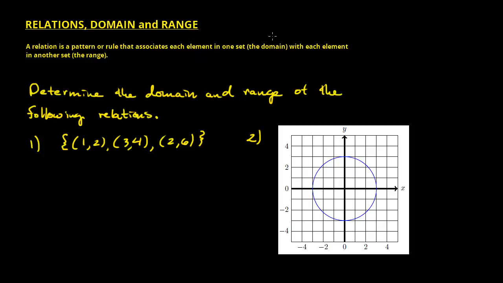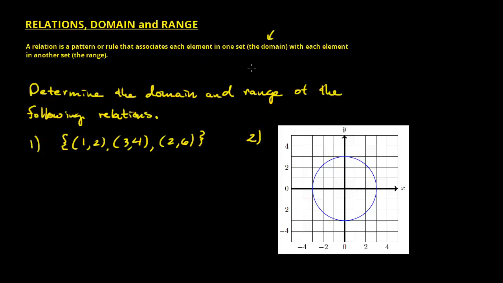Typically when we refer to the domain, we're referring to the set of the independent variables, which is the set of values on the x-axis. When we normally refer to the range in terms of a graph, we normally refer to the set of y values, or the set of values for the dependent variable.